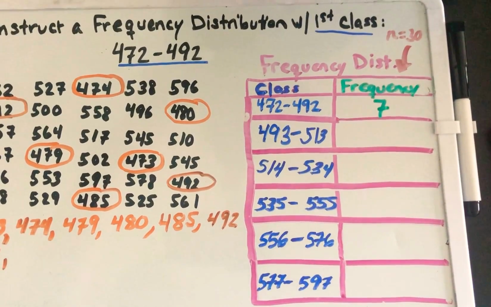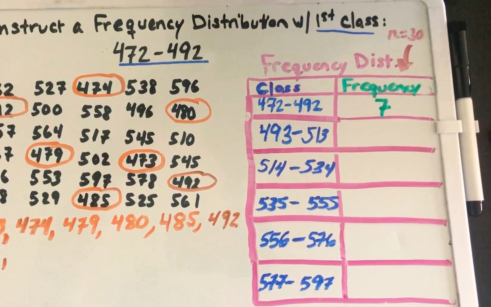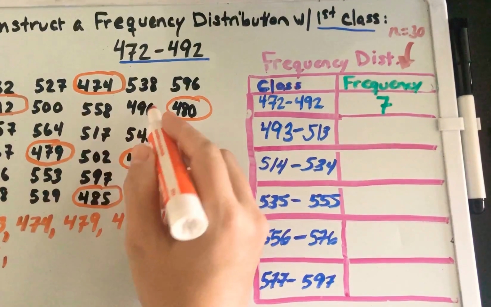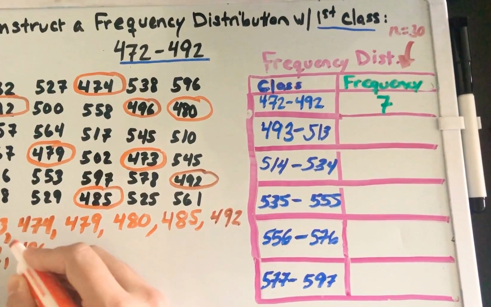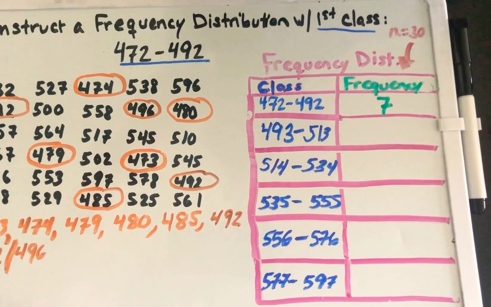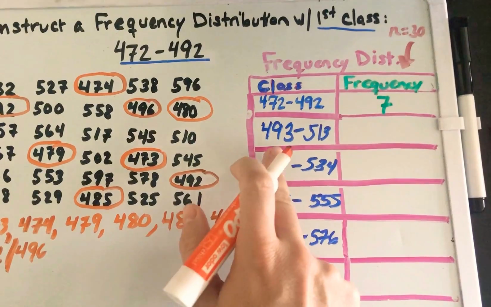So to continue this process, you would then continue after 492, and the next number I see is 496. Let's see if we can find that. There he is. 496. Notice we had a cutoff right here. This was class 1, right? That was the end of class 1. So let's look at 496. That's in our second class.